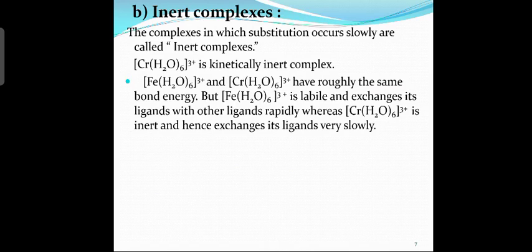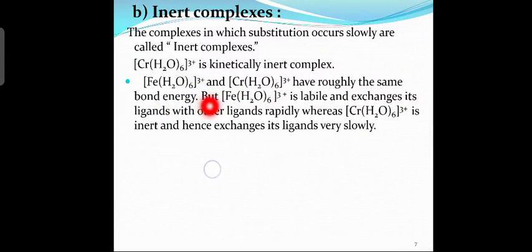Now, which are called inert complexes? The complexes in which substitution occurs slowly are called inert complexes. Which is an example for that? Hexaaquachromium(III) is a kinetically inert complex. Another one is hexaaquairon(III). Hexaaquairon(III) and hexaaquachromium(III) have roughly the same bond energy. So both have the same bond energy.